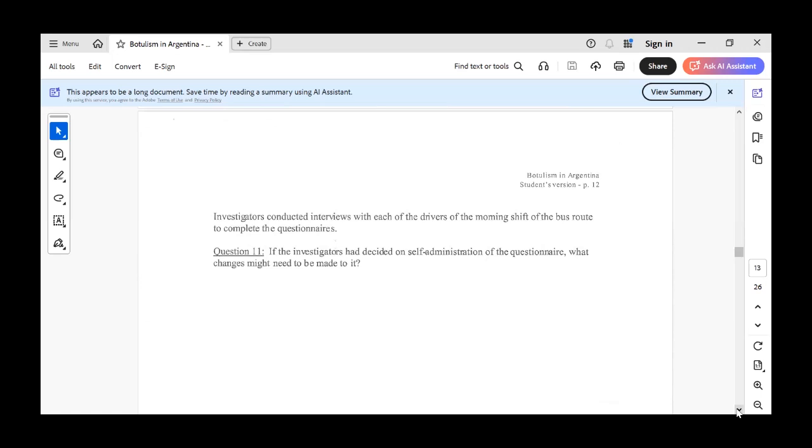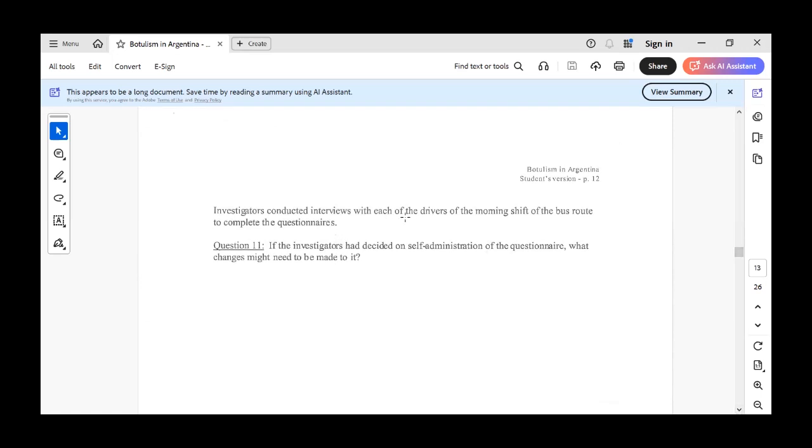All right. If the investigators conducted interviews with each of the drivers of the morning shift of the bus route to complete the questionnaires, if the investigators had decided on self-administration of the questionnaire, what might be... I'm going to change this around. What are some of the things you would have to consider in a self-administered questionnaire versus an interviewer-administered questionnaire?